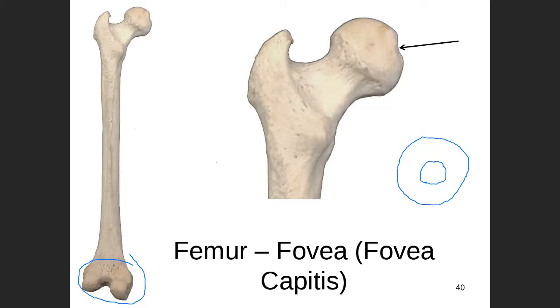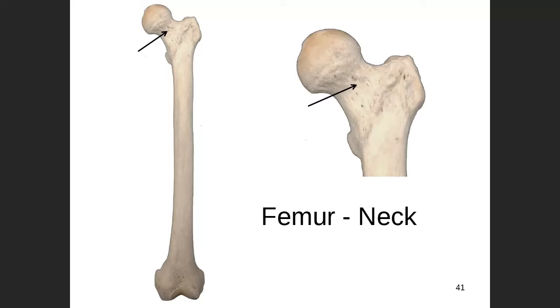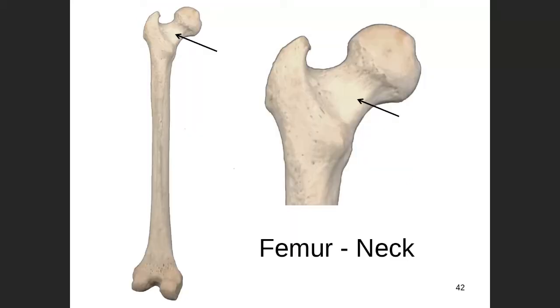Either is fine. All right, so let's move away from the head and look at the neck. We are now looking at the anterior view of the femur. You can see where the head starts to taper down. That's the neck. Now we'll flip it over, and there it is on the posterior view. There's the neck.